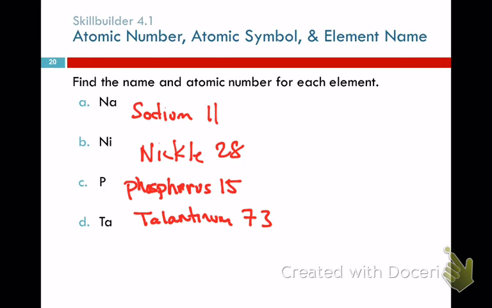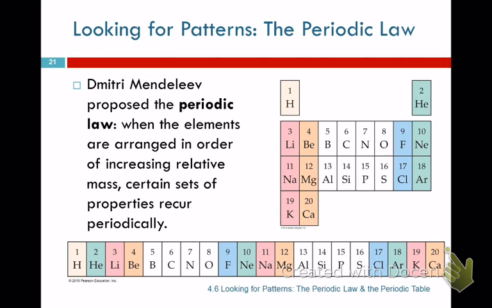Okay, so we're talking a little bit about something called periodic law. There's a guy named Dmitri Mendeleev. Mendeleev said, hey, look what happens when I organize elements according to increasing relative mass. They didn't know atomic mass units at that time, so he figured out how much each element weighed relative to each other by doing chemical reactions and weighing things.